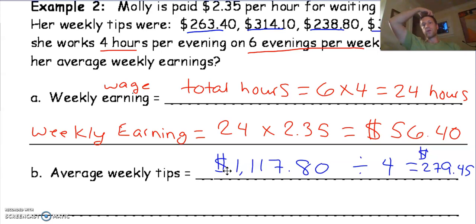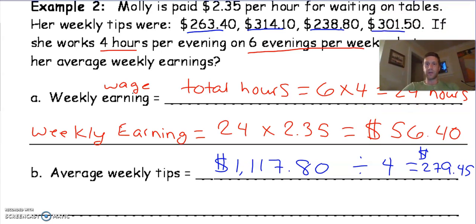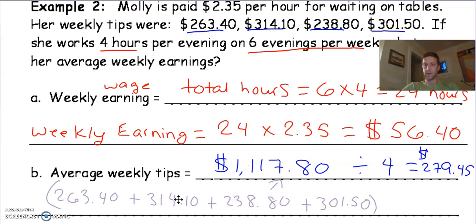Next thing we want to do is to add up all of her tips for the different weeks. So she made the 263, 314, 238, and 301. Add those up. All right, so I didn't show that work on the top row, but there it is. You can see that comes out to be $1,117.80. Divide it by 4, and we see that on average she gets $279.45 in a week with tips.